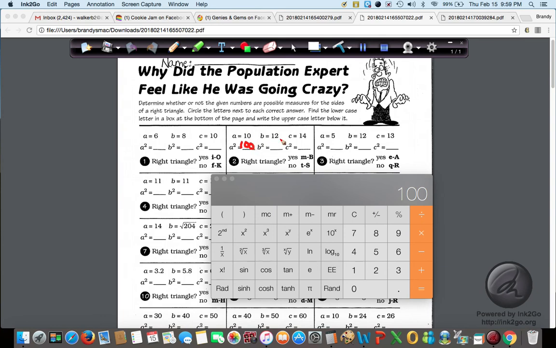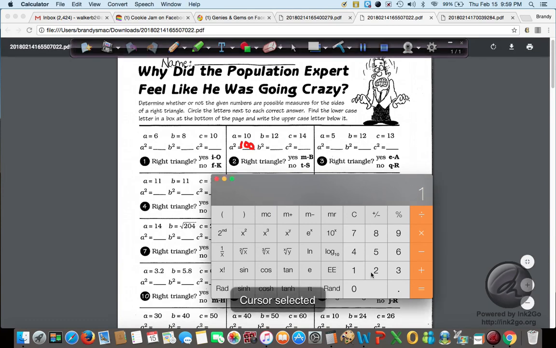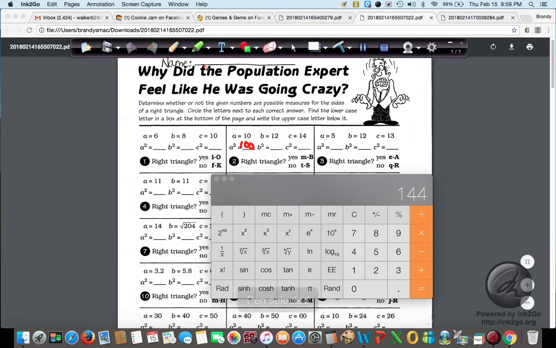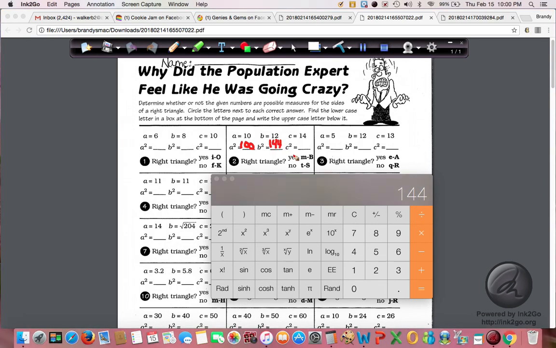I think some of you may actually have this memorized. Do you have 12 squared? 12 times 12? If not, it's okay. We have our calculator. So we're going to hit 12 and then our little squared button. And we get 144. So I'm going to write that here. 144. There it is. And then 14 squared.